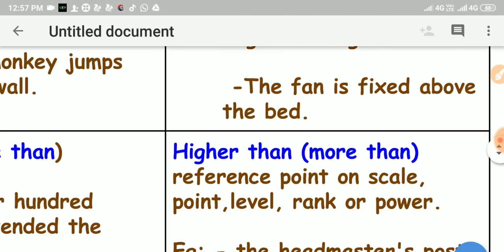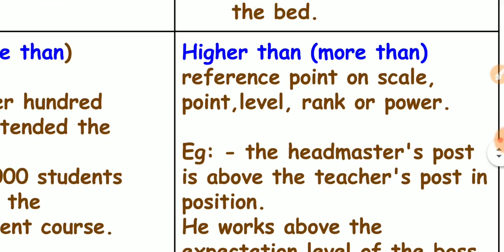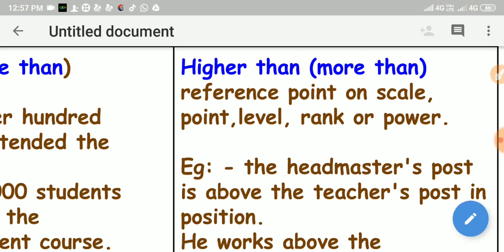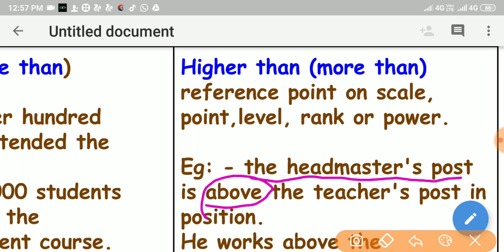Come to the above. See, above means higher than. Here also more than a reference point on a scale, point, level, rank or power. See, my dear friends, in this, the headmaster's post is above the teacher's post in this position.